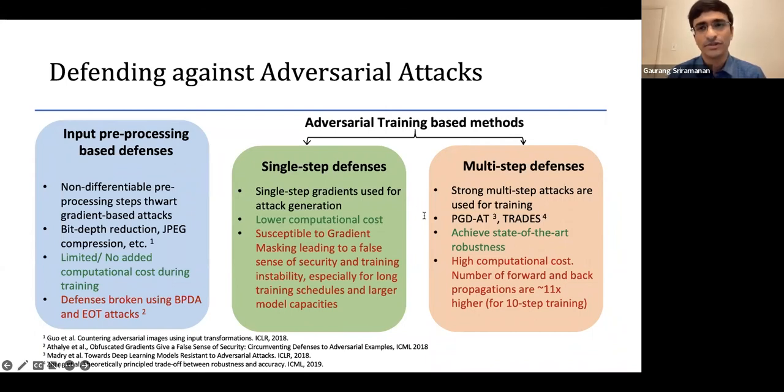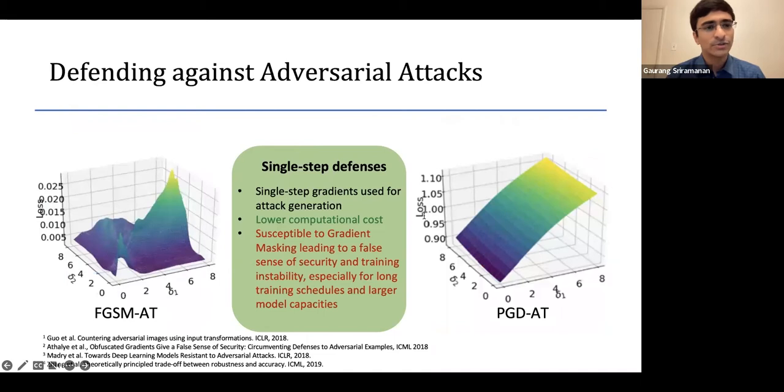And this is seen even more true when the model is trained for long training schedules and when you increase the model capacity in some sense. So here, for example, we show the loss surface plots of two models, one trained using FGSM adversarial training on the left, and on the right using PGD adversarial training. And you can see that the loss landscape on the left is highly non-smooth with many undulations. And this is a classic example of the model exhibiting gradient masking.